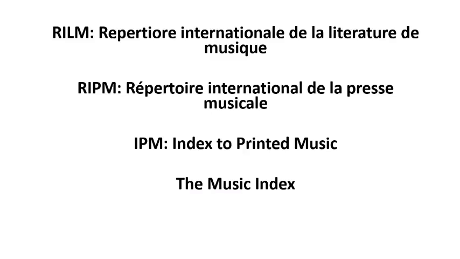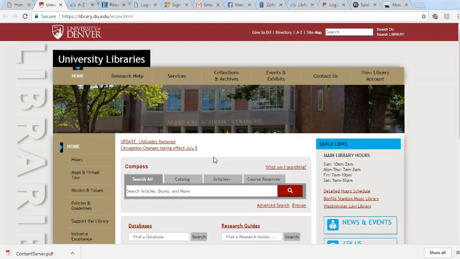Now let's examine another large interdisciplinary database, this one published by a company called ProQuest. We'll take a look at ProQuest Central. Access ProQuest Central the same way we did Academic Search Complete, by typing the name of the database under Databases on the library website.